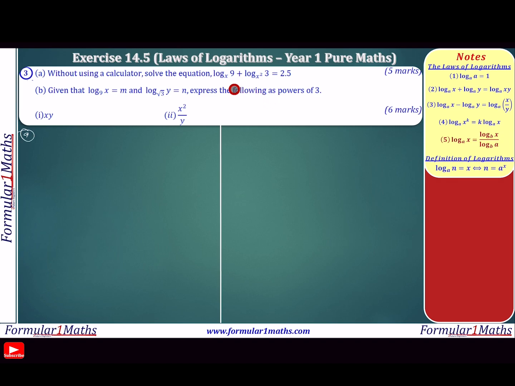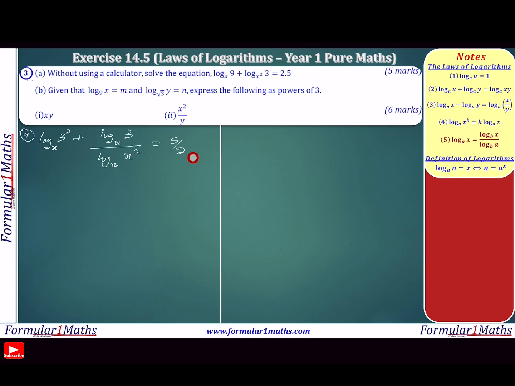So for A, I'm going to use the change of base formula to change this base to x, so as to have the same base as this one here. But I can also rewrite this one differently as follows: log to base x of 3 squared instead of 9. So 3 squared plus, if I change the base, I'm going to get log to base x of 3 over log to base x of x squared. And that will be equal to 5 over 2, which is the same as 2.5.